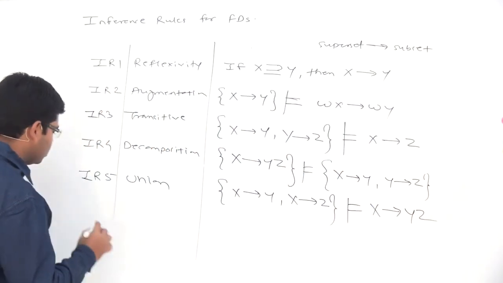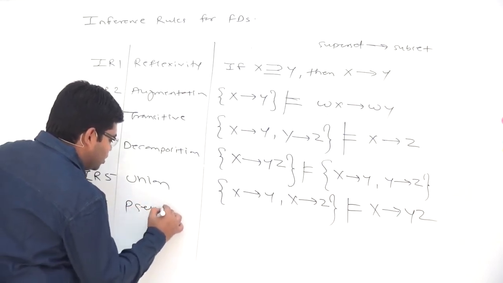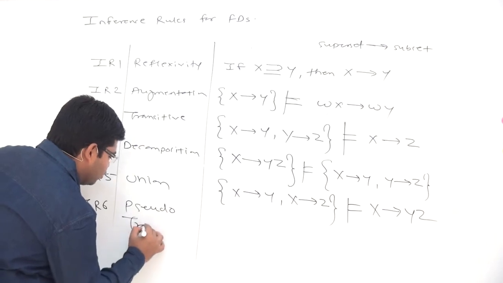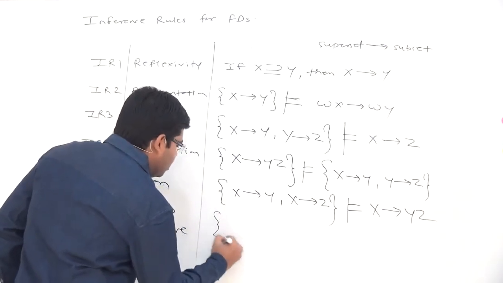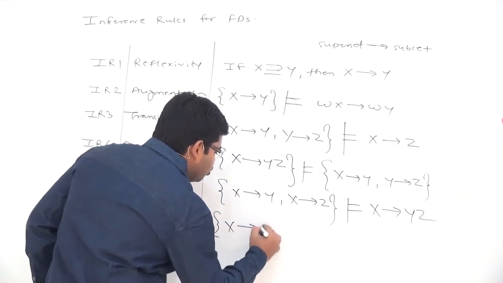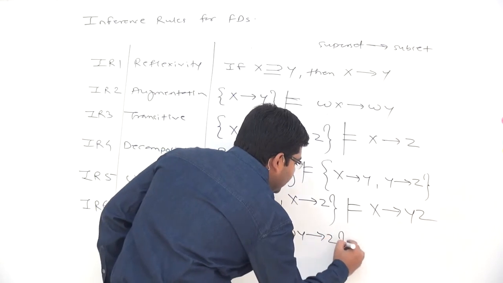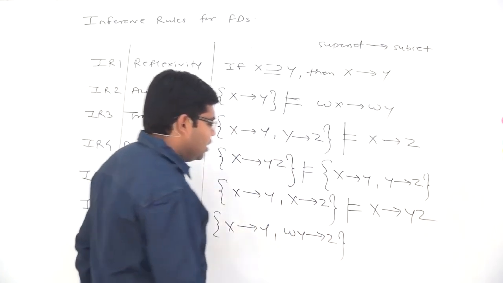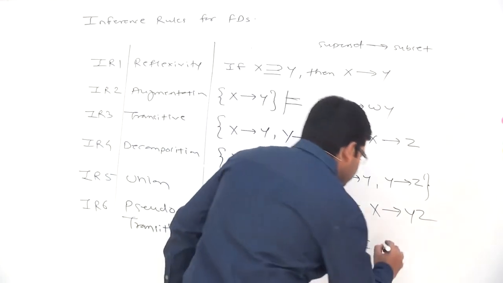The final rule that you need to remember is IR6, which is called the pseudo transitive rule. What is that? If X gives Y and WY gives Z, then you can infer WX gives Z.